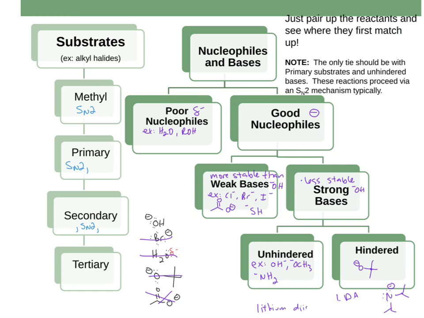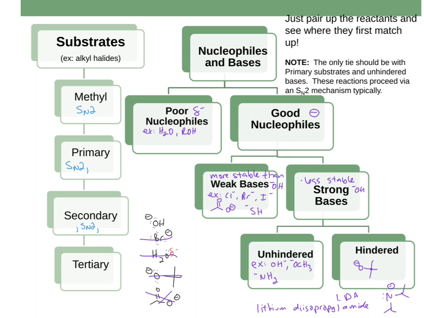Lithium diisopropylamide. Lithium diisopropylamide. A great example of a strong base, but it's very hindered, right? It's not very stable, but it's very bulky. So here's just some examples that go in these different categories.